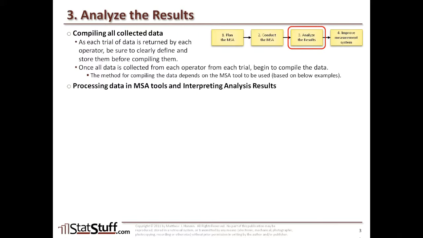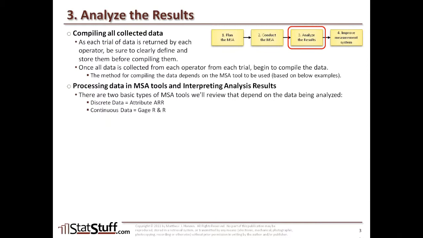So processing the data is the next big step, and that's where we're going to be determining which MSA tool we're going to use and how we're going to interpret the analysis results. So again, there are 2 basic types of MSA tools that we'll review, and it's going to depend on the type of data that you have. If you're using discrete data that you're analyzing, you want to use the Attribute ARR. ARR stands for accuracy, repeatability, and reproducibility. Or if it's continuous data, you want to use the gauge R&R. Again, that's just going to be looking for a variation within continuous data from a repeatability and reproducibility perspective. So what we're going to go over next is the Attribute ARR tool and how we're going to interpret those results.